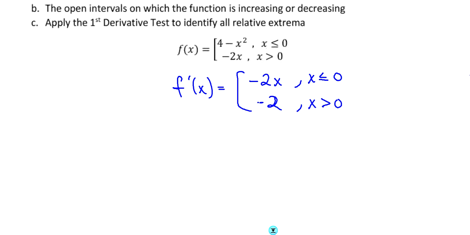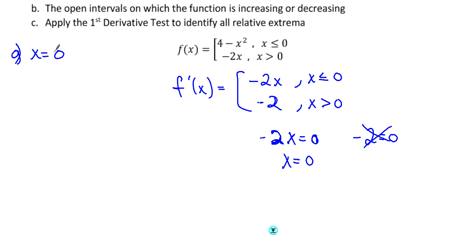Again, to find critical points, we're going to set the derivative equal to 0. The difference is that we have to set each piece equal to 0. So the first piece, negative 2x, set it equal to 0. And then the next piece equal to 0. Well, this is not going to have any critical points. And this one, the critical point is at 0. So for part A, our only critical point is when x equals 0.